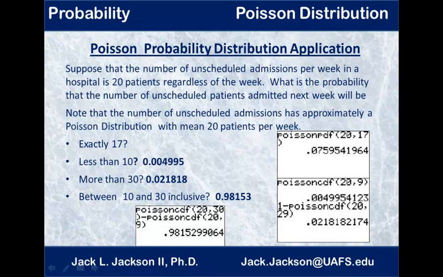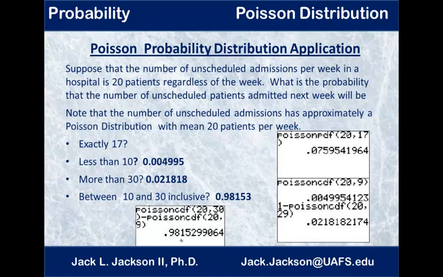Between 20 and 30 inclusive. So now we want to include 20, between 10 and 30 inclusive. So you want to include 10, include 30, and everything in between, but exclude things that are less than 10 and exclude things that are larger than 30. So notice if we do Poisson CDF 20, comma 30, 20 is our parameter mu, and then 30, that will give us the probability up to and including 30. But then we want to subtract the ones that are less than 10, so that would be the ones that go from 0 to 9. So we subtract off the Poisson CDF 20, comma 9. And when we do that, we get 0.9815299.